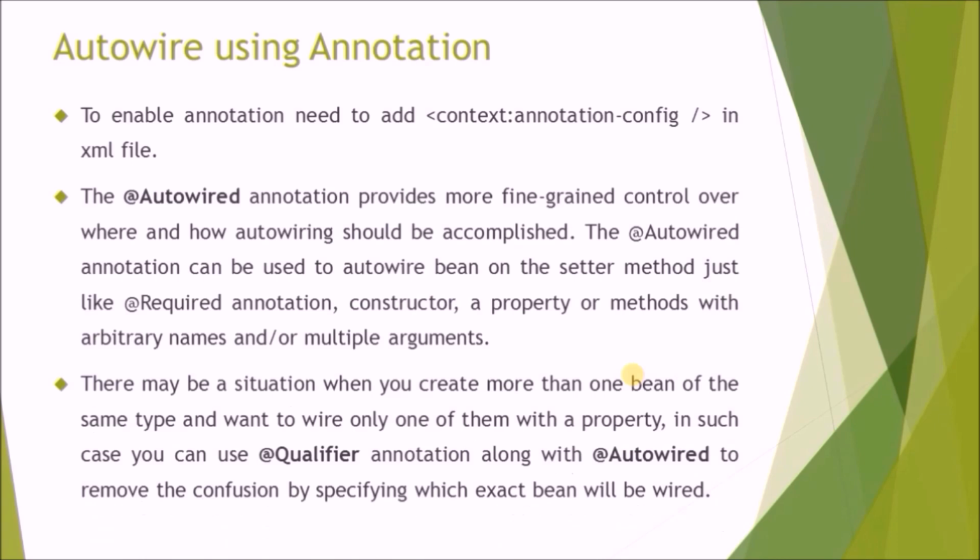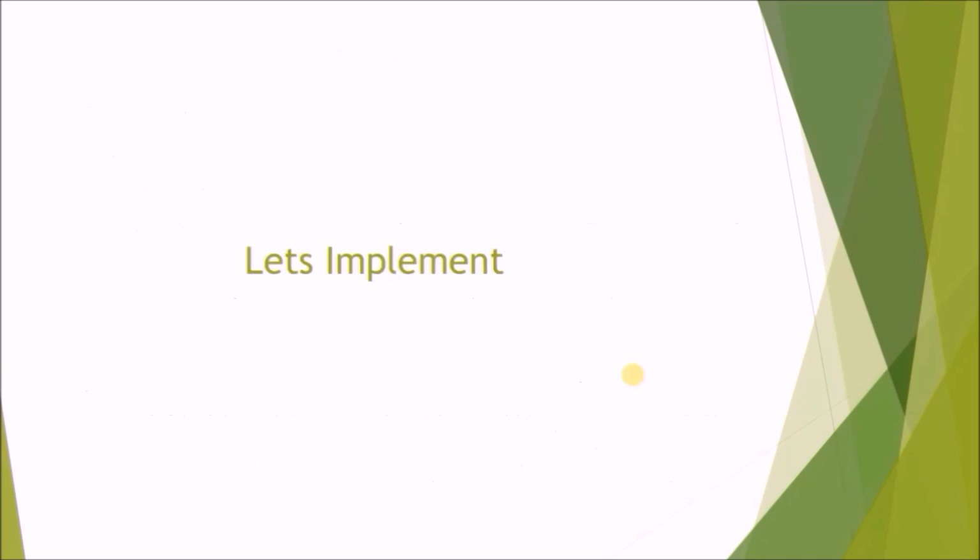There may be a situation when you created more than one bean of the same type and want to wire only one of them with a property. In such case you can use Qualifier annotation along with Autowired to remove the confusion by specifying which exact bean will be wired. Let's implement.